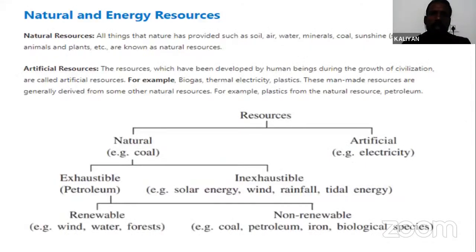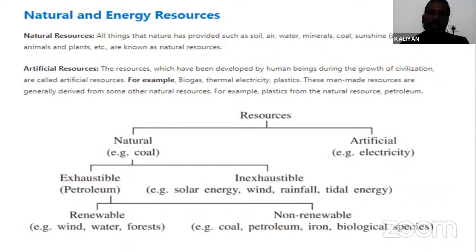And next are the natural and energy resources. Natural resources are naturally provided, such as soil, air, water, minerals, coal, sunshine, animals, and plants. Artificial resources are those which have been developed by human beings during the growth of civilization. Natural means we get it directly from nature, and artificial means it is created by humans themselves.